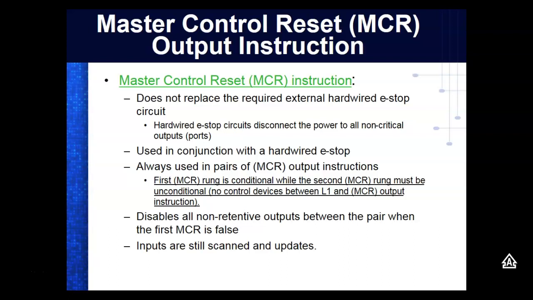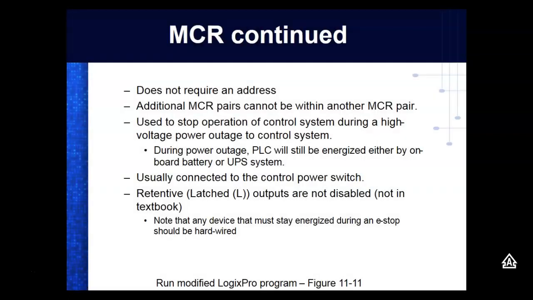Inputs are still scanned and updated. Does not require an address. Additional MCR pairs cannot be within another MCR pair, which makes sense. You can't turn something off that's already turned off. Use to stop operation of control systems during a high priority system phase. The book says during a high voltage power outage. I don't know where they came up with that. Easily connected to a control power switch. Retentive latch outputs are not disabled, and this is not a detector.